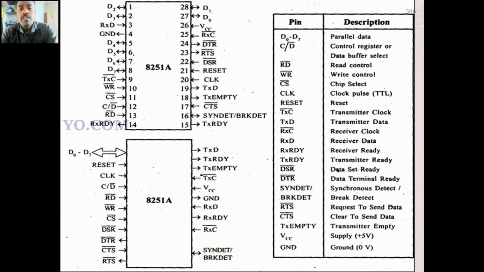So if the question asks to explain the signals of 8251, you have to draw this diagram and explain these signals. Okay, right.